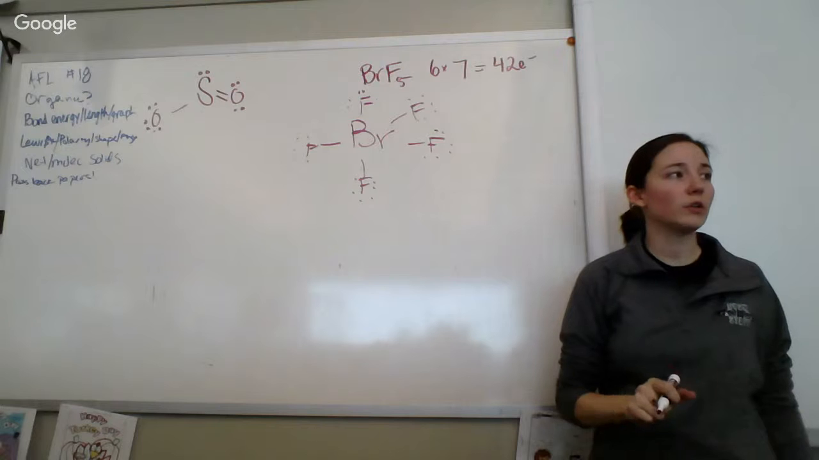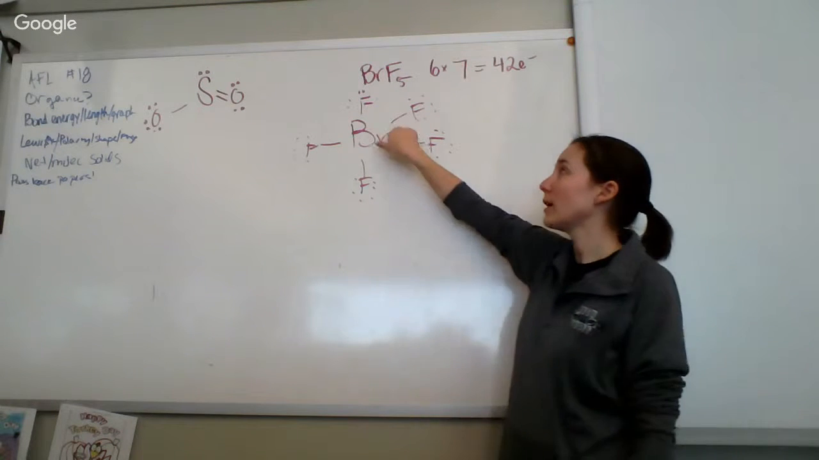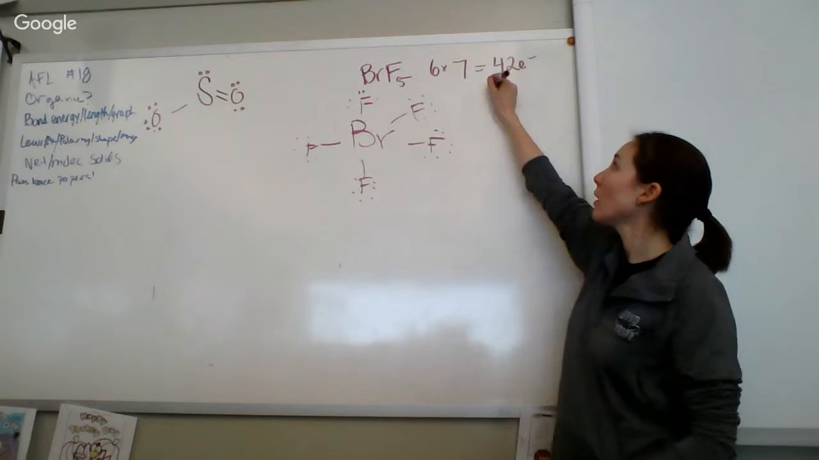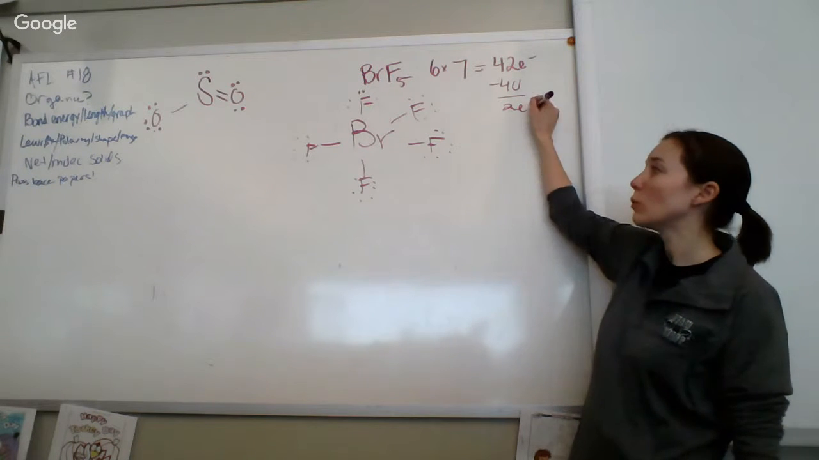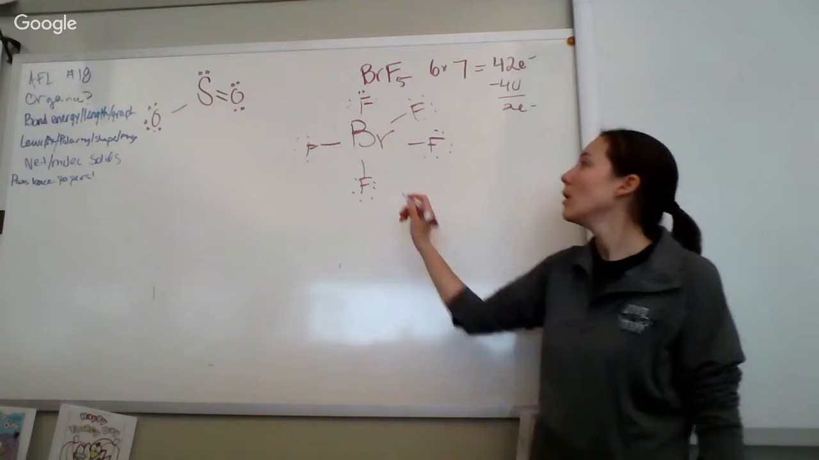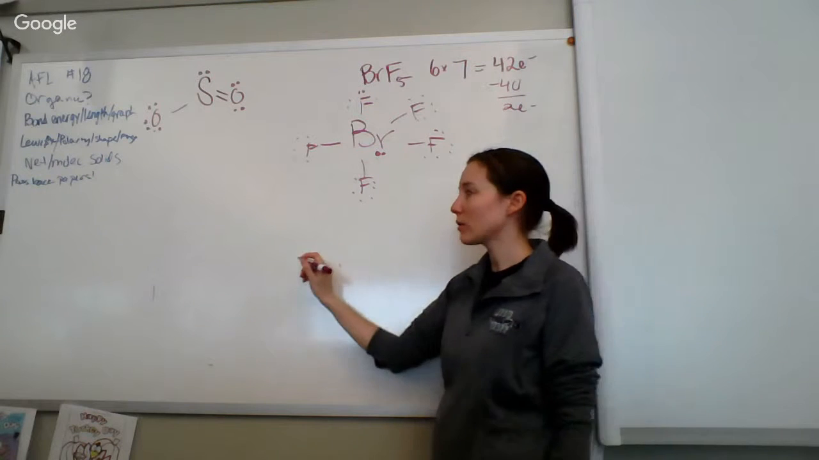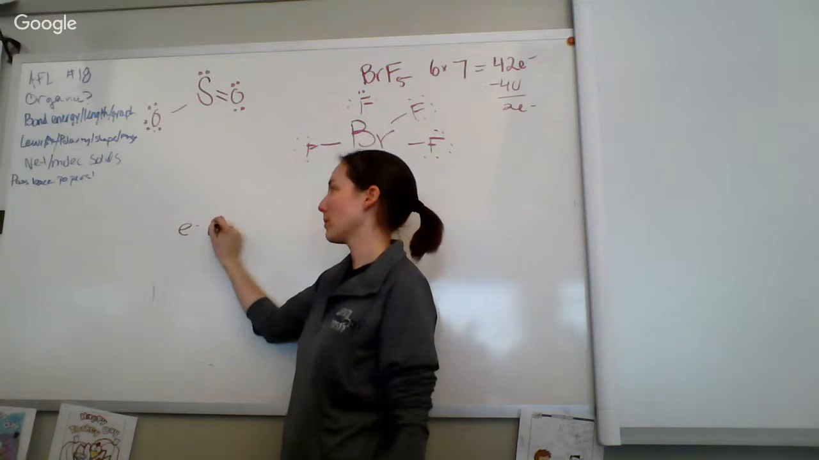How many electrons have I used? 40. 40, because I have 5 times 8. So I've used 40. So that gives me 2 more electrons. Where do those go? My central atom. So how many electron domains do I have? What's my steric number? 6.